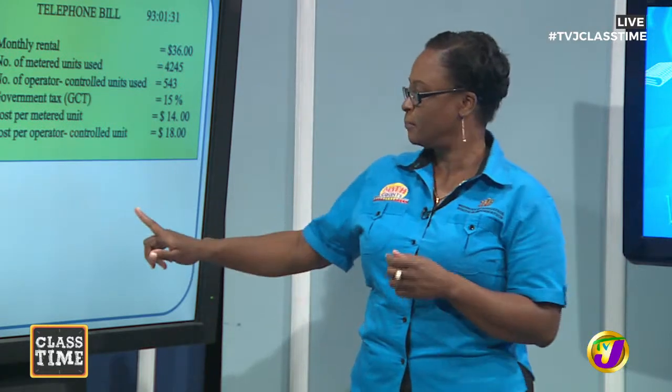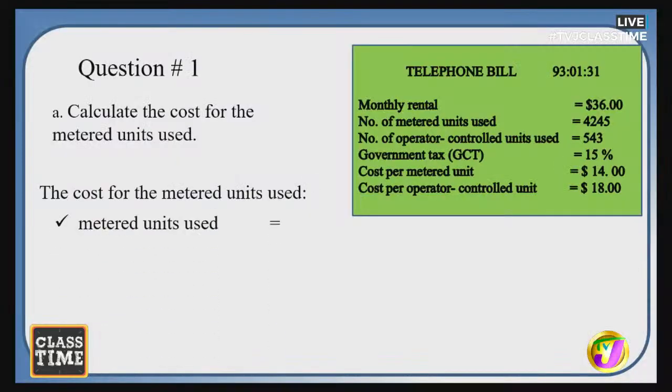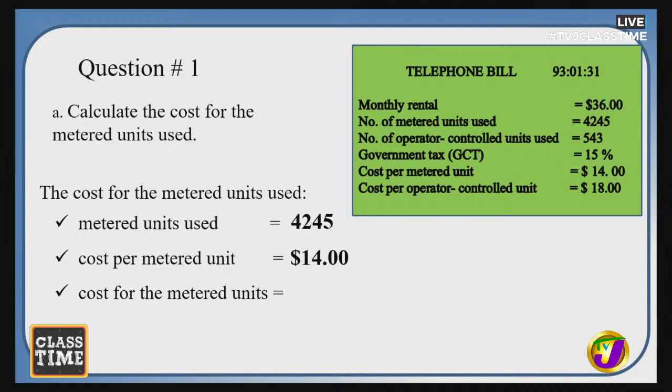So the cost for the metered units used, first we're just going to be doing a breakdown. We need to identify the metered units used, which is 4,245. The cost per unit, which is $14. And then we need to find the total cost, which would be 4,245 multiplied by $14. And that will give us a grand total of, wow, $59,430. And that is just for the metered units used.